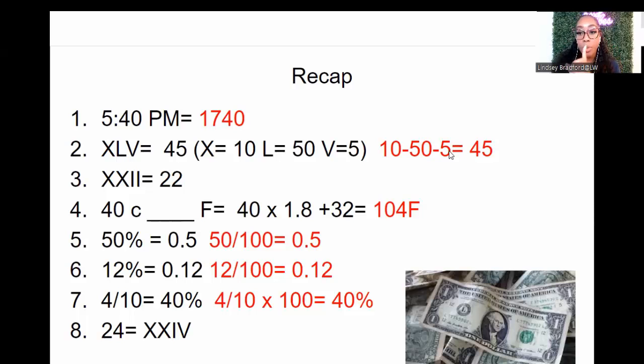And you have to do it in this order, because if you do the 50 first and then the 10, if you do 50 minus 10 minus 5, that's going to give you 35, which is not the same. So you have to do it in the order that you see it, which is 10 minus 50 minus 5, and that gives you 45.